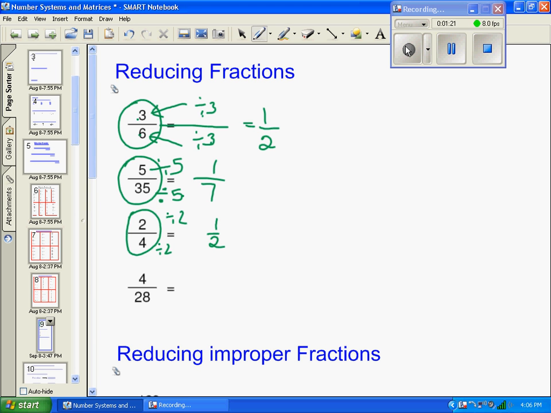Now 4 out of 28, let's say you divided by 2 in the numerator and the denominator, then you'd get 2 over 14. But then you might be able to go further. If you divided by 2 again, you would get 1 over 7. This could be achieved from the beginning had we just divided by 4 in the numerator and denominator. You'd have had 1 over 7, the exact same answer. Okay, so pretty simple stuff, I know, just a review.